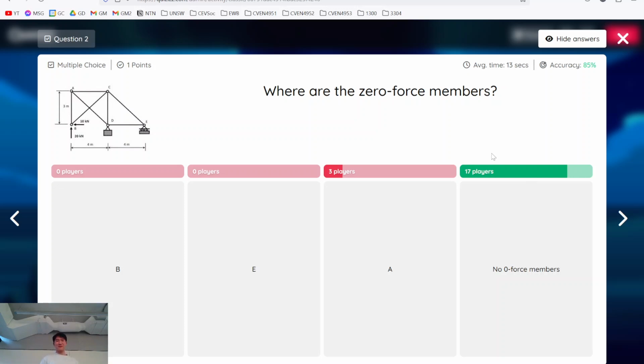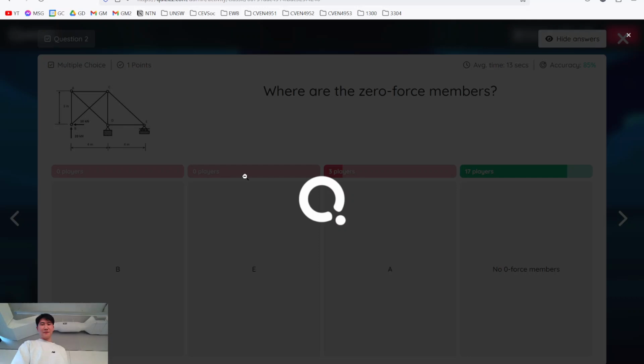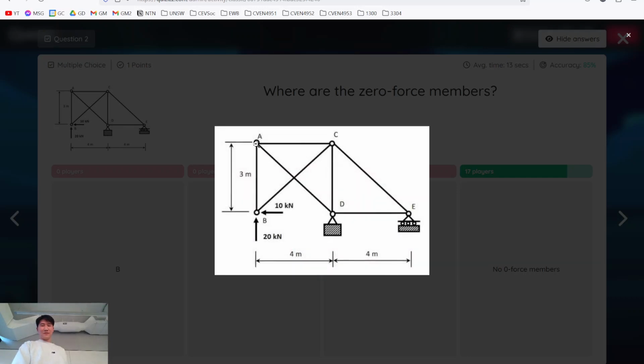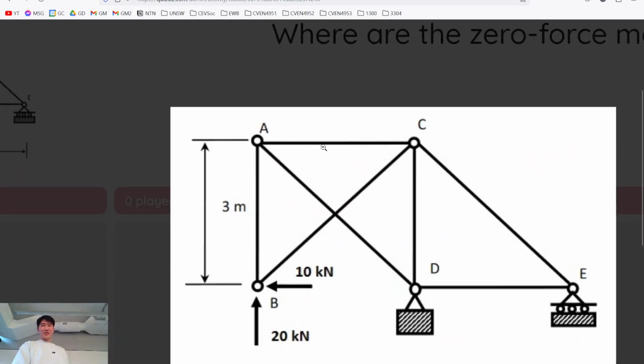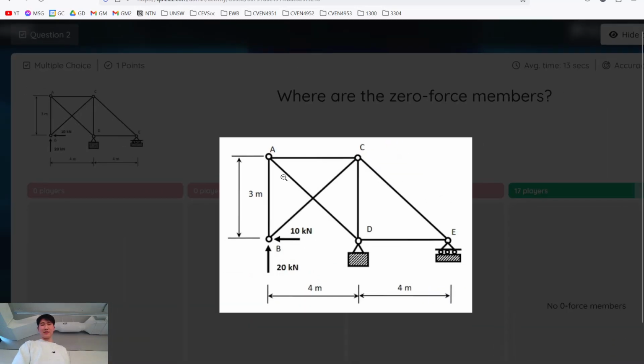So where are the zero force members? Very good. There's no zero force members. If you look at A, if I zoom in here, A actually has 3 members connected to it, and there's no 2 collinear ones, so it's not zero force.